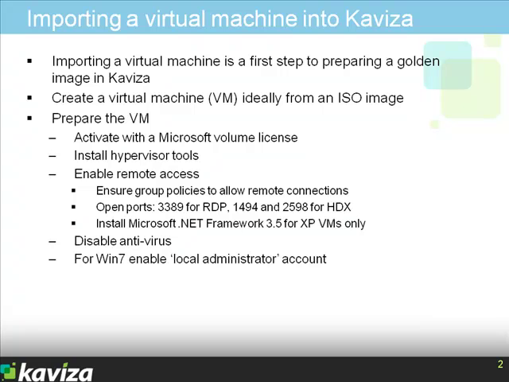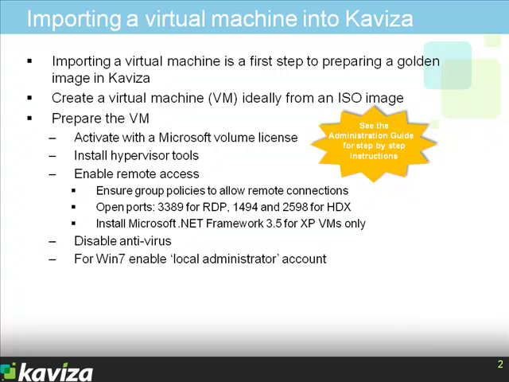We need to enable remote access on the virtual machine by doing two things. First, by setting group policies to allow remote connections, and second, by opening the ports needed for both RDP and HDX connections. If you are bringing in an XP virtual machine, please ensure to install the Microsoft .NET framework as well. For more detailed instructions and a step-by-step guide of how to prepare a virtual machine, see the Kaviza Administration Guide.